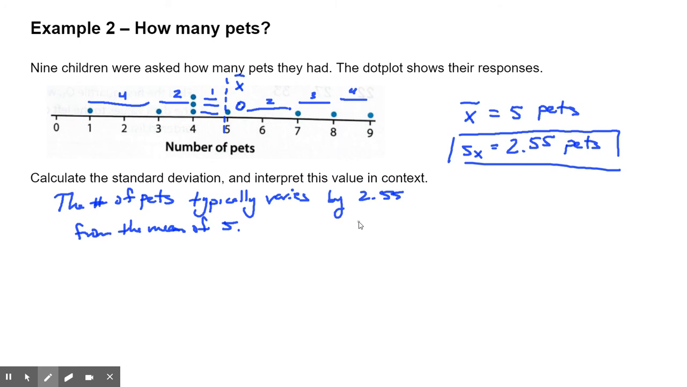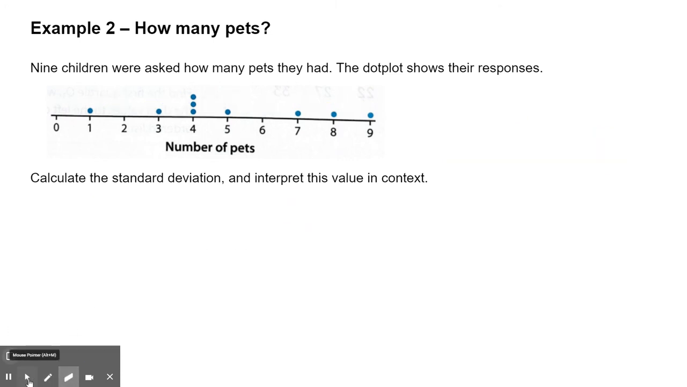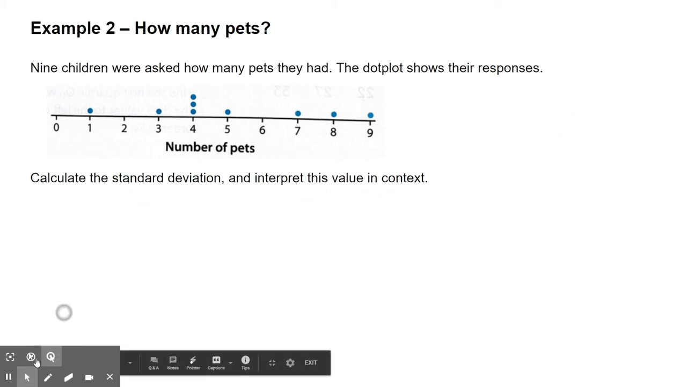Now, if I were collecting data that had labels like units, so for instance, inches or feet or liters, I would put those with these numbers. But because we're talking about pets, I already said it here, so I don't have to say it again, right? So 2.55 pets from the mean of 5 pets. That's redundant. Okay. All right. Very good. All right. So have fun with your homework.